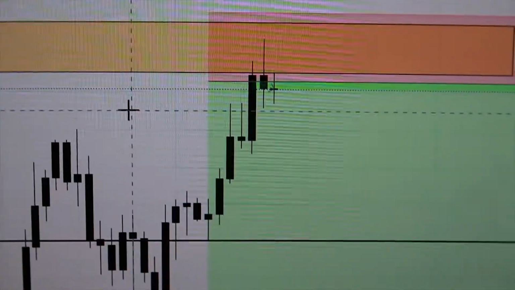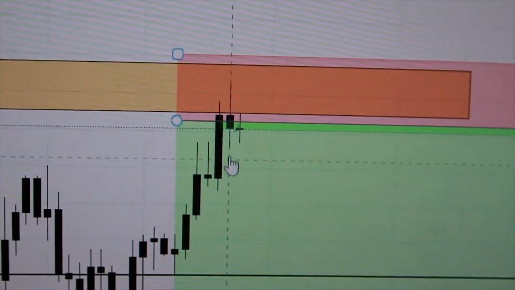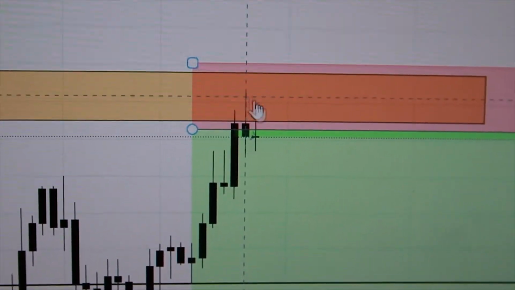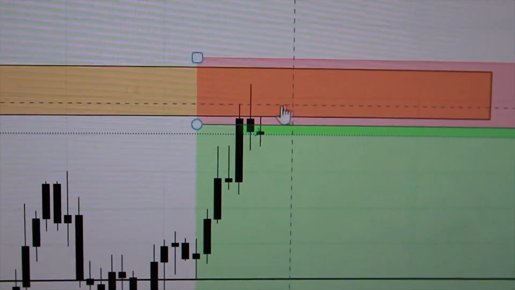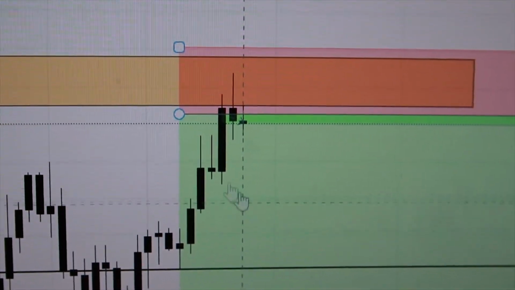So this is on the 2 hour. You can see very strong bullish power, and then we got this candle here which sort of has stopped things in its tracks, and now we're going short.